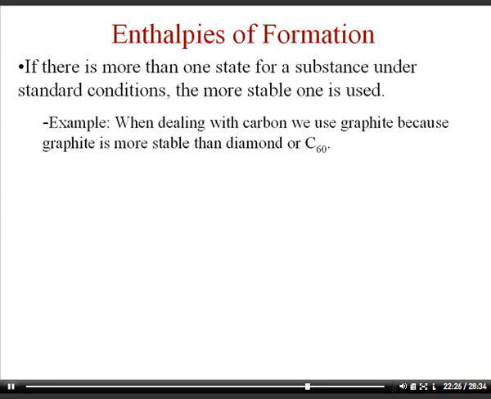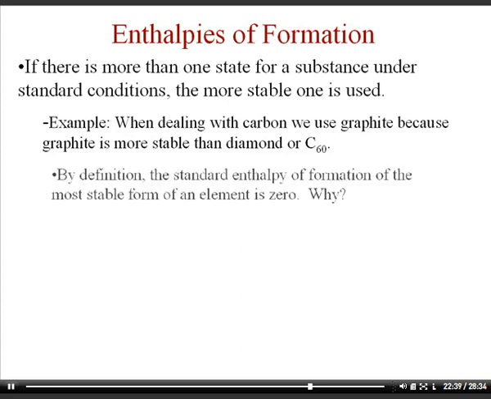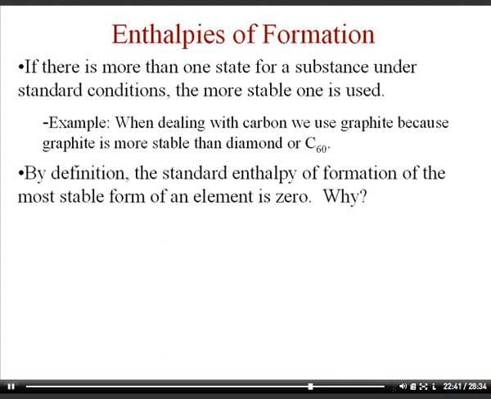If there's more than one standard state for a substance, the more stable one is used. So a good example is carbon. Carbon has 3 allotropes. We know there's carbon that's graphite, and there's carbon that's diamond, and there's carbon that's buckyball, which is the C60. Well, the most stable one is carbon that's graphite. So when you ever have a reaction with carbon, if you look up the value of the delta H naught sub F, you're going to use the one that's for graphite unless otherwise told.